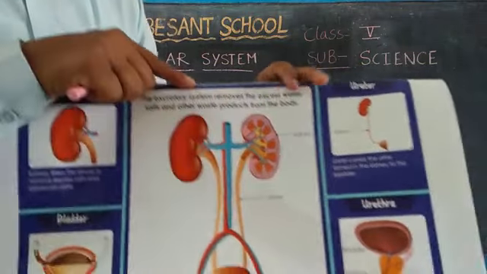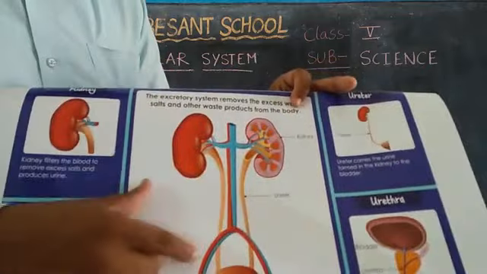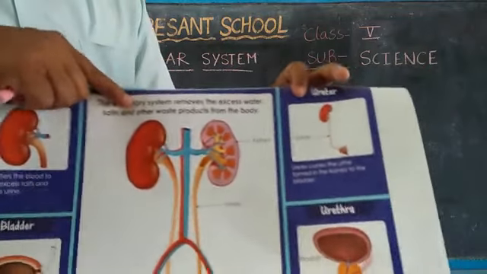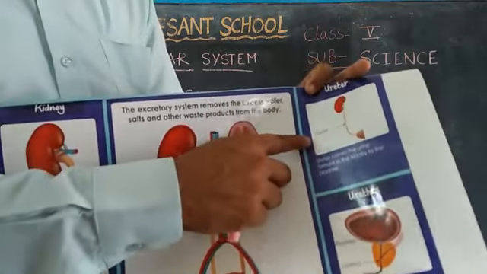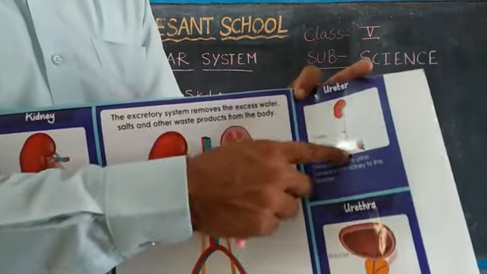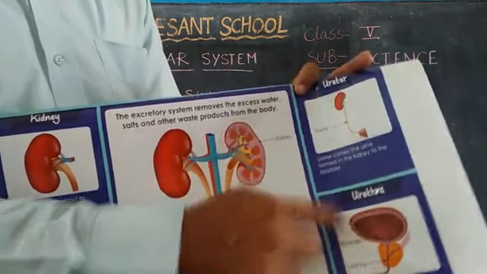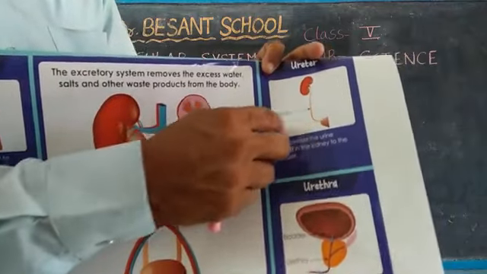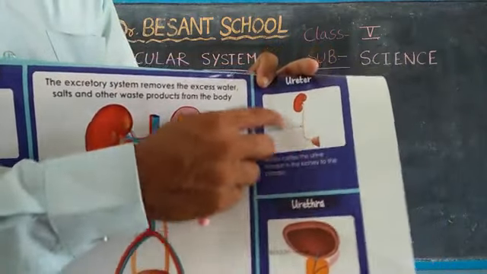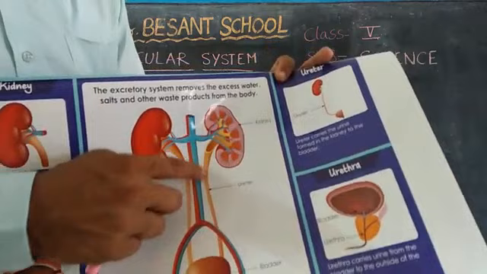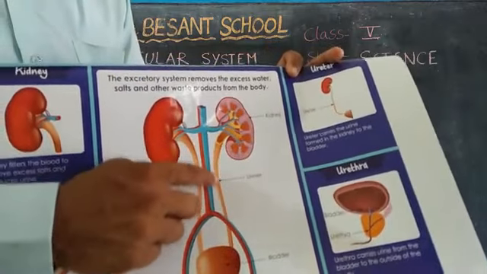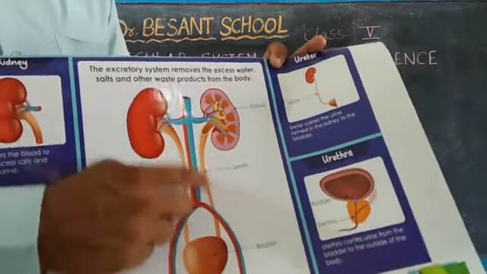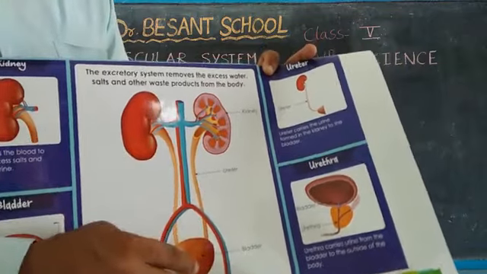They eliminate the waste from the body. Next, see the ureter, the pipe-like structure that is coming from the kidney. You can see the pipe-like structure. The ureter carries the urine formed in the kidney to the bladder. The main role of the ureter is to carry the urine from the kidney to the urinary bladder.